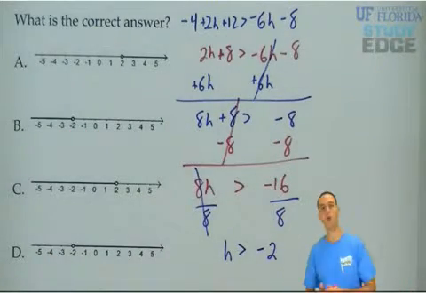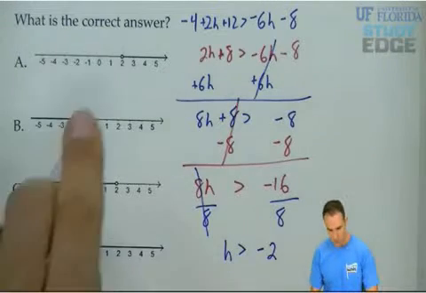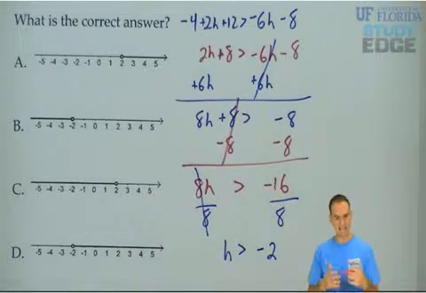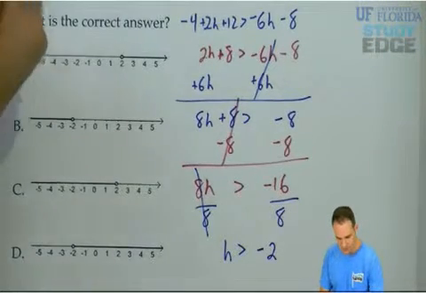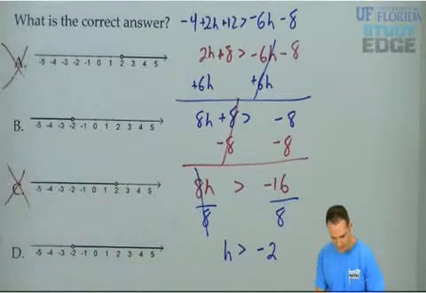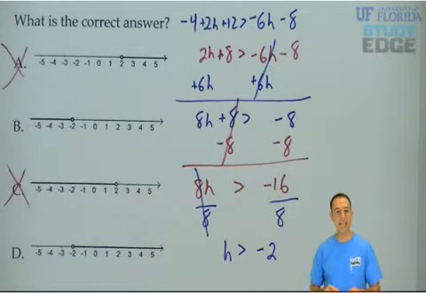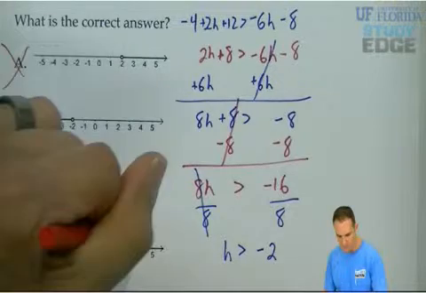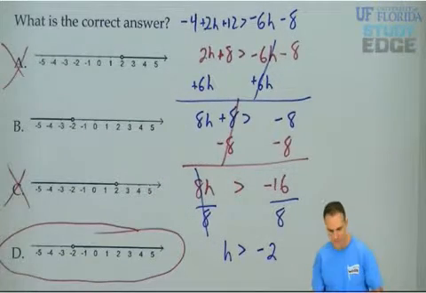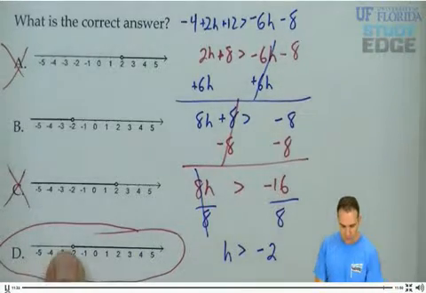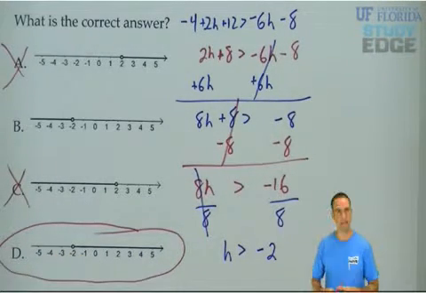So here we go. Open or closed? Well, all the answers are open, so that kind of helps. You know it's going to be open. It starts at negative 2, so the answer can't be A, and it can't be C, and H is greater. Remember, less is to the left, so greater is going to be to the right, and the answer would be D. H is greater than negative 2, open circle, and the arrow points to the right.